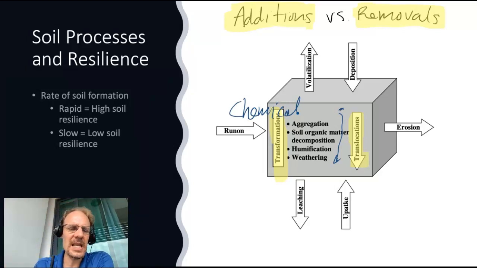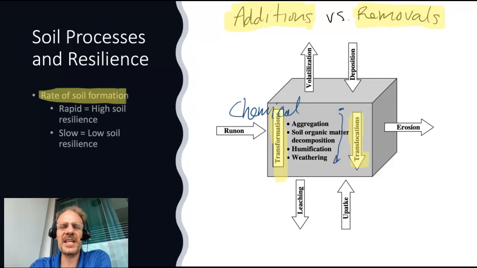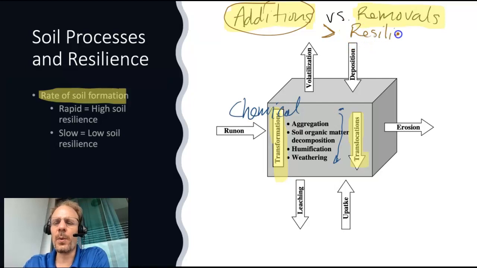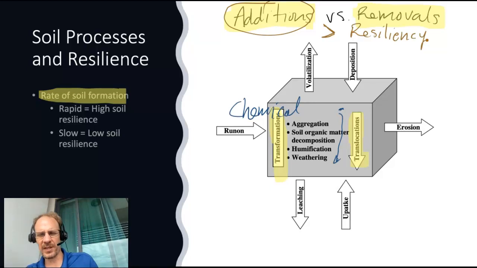But here is the key, what we see over here: rate of soil formation is key. Let me change my color. If these additions are greater than removals, then the soil has high resilience. That would be highly resilient, because we're being able to create soil at a faster pace than we're removing the soil.